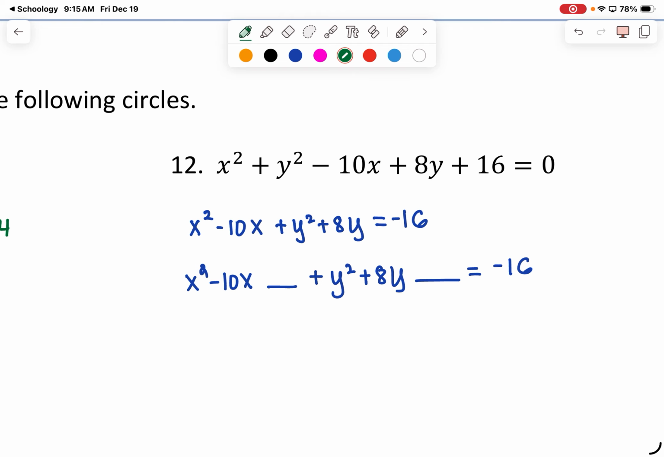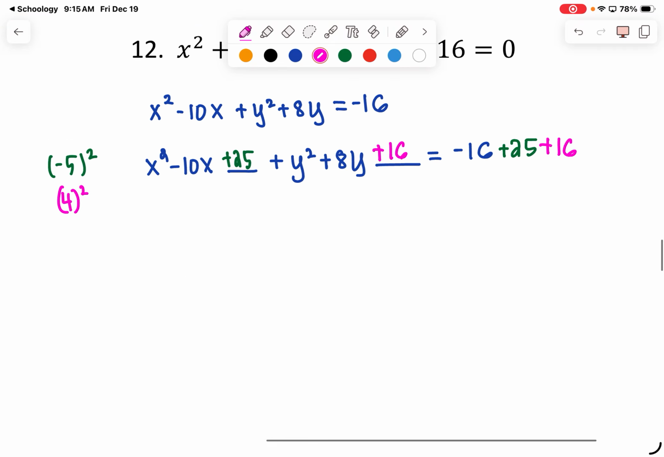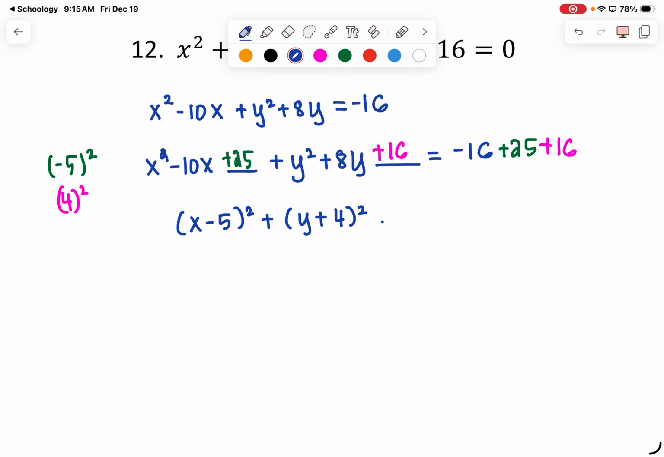All right, complete the square for x. Take half of -10, which is -5, and square it. That's a positive 25. Balance it by adding 25 over here. Take half of 8, which is 4, and square it. That's 16. Balance it by adding 16 over here. So we have x minus 5 quantity squared plus y plus 4 quantity squared is equal to 25. So the center of this circle is 5, -4, and the radius is 5.